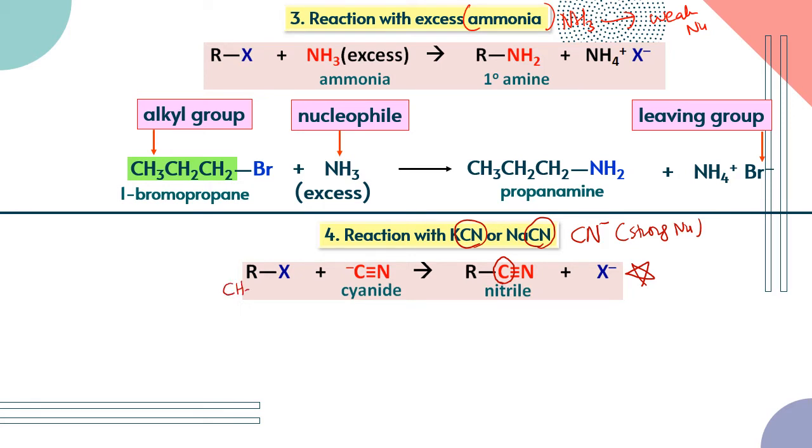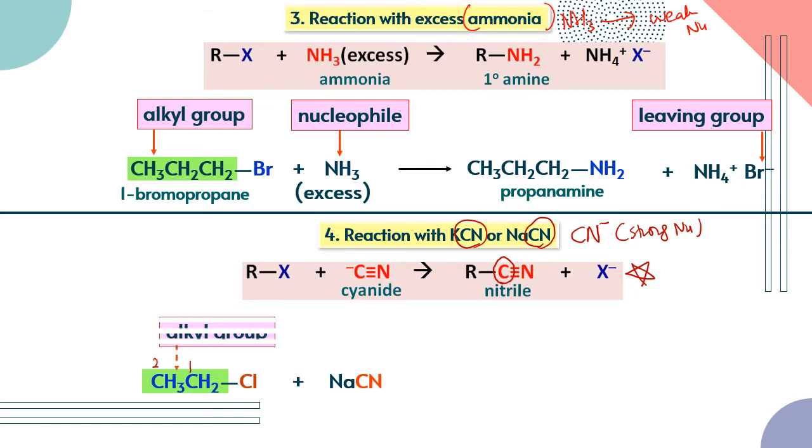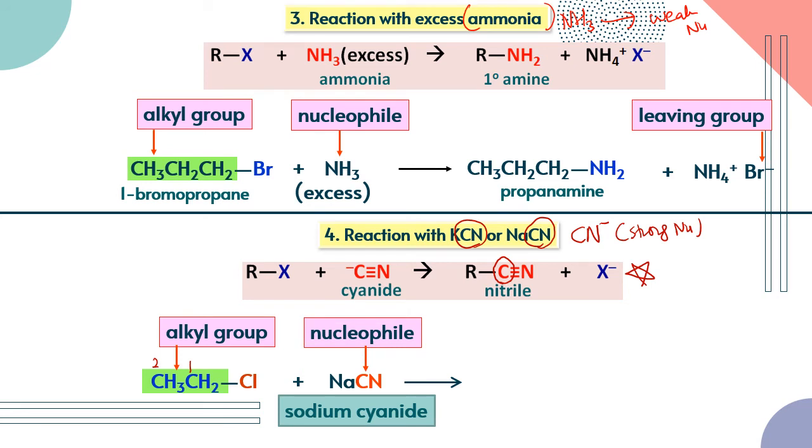Okay, let's look at one example. CH3CH2Cl reacts with NaCN. So this is the alkyl group. I have over here 1, 2 carbon, so we have chloroethane, reacting with sodium cyanide. What will be the product? CN minus is the nucleophile.